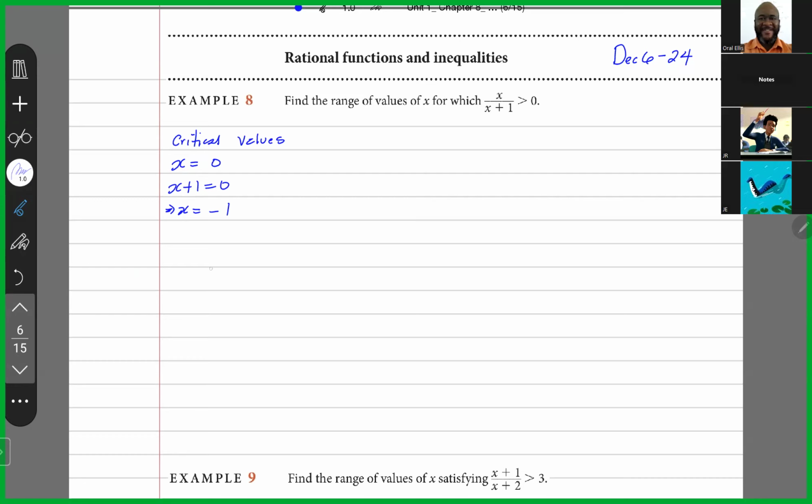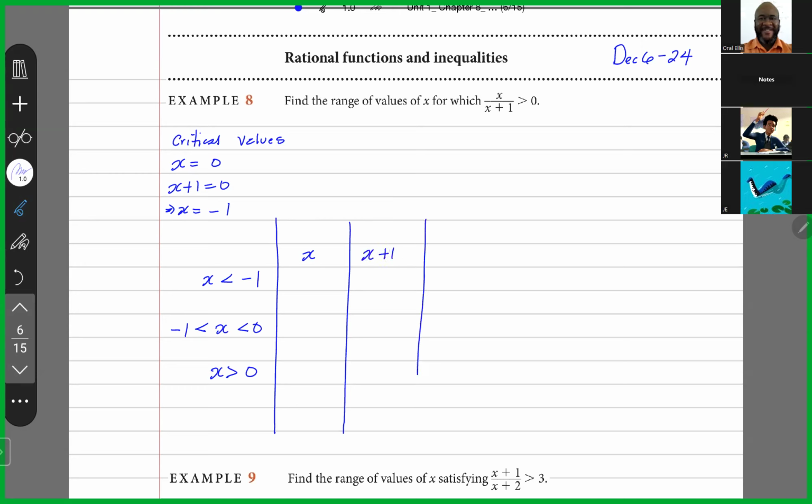Let me draw up my sign table. So I'm starting with values of x. x less than minus 1. Values of x for which x is less than 0 but greater than minus 1. And looking at values of x which are greater than 0. The numerator is x. The denominator is x plus 1. And the function is x over x plus 1.